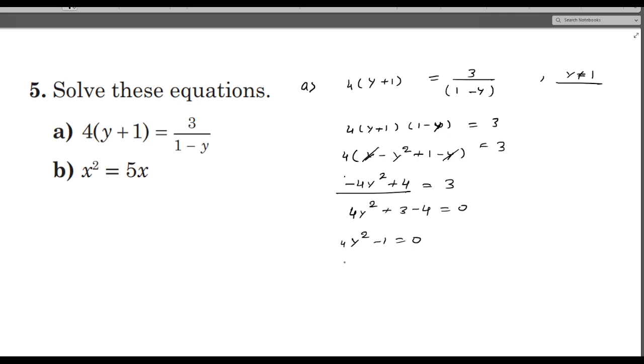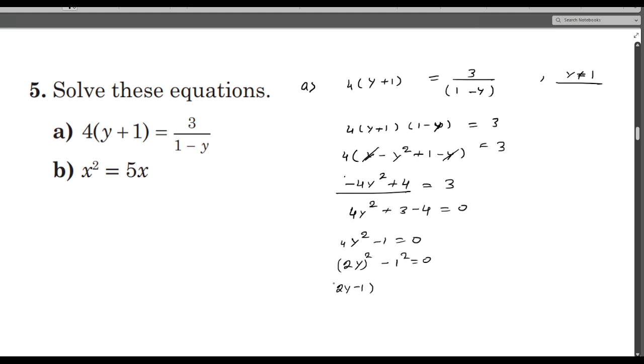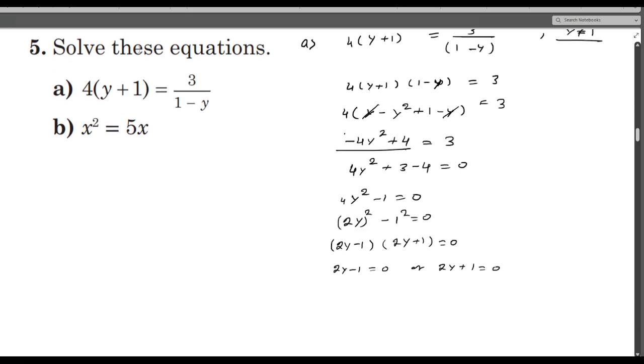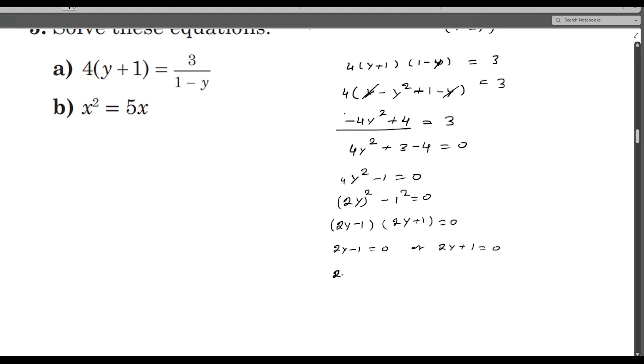Now 4y square minus 1 is 0. I can solve it in two ways. One way is to say that this is of quadratic form, 2y the whole square minus 1 square is 0, which gives me 2y minus 1 as one factor and 2y plus 1 as the other factor. So this gives me 2y minus 1 is 0, or 2y plus 1 is 0. So that gives me 2y is 1, or 2y is minus 1. So that gives you y equals 1 by 2, or y equals minus 1 by 2.